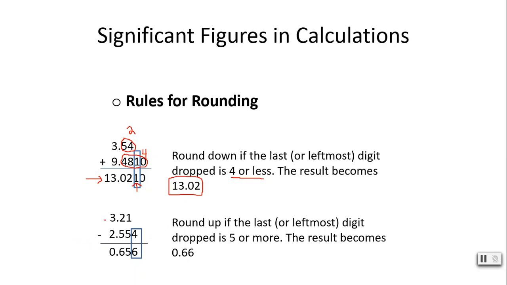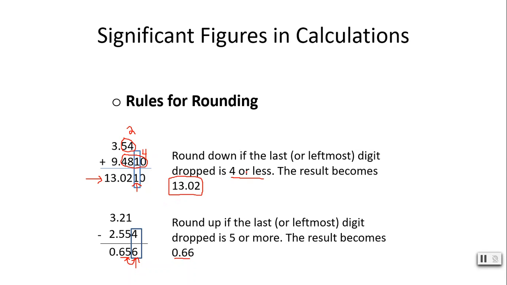If that digit was 5 or greater, then you would round up, which is what happens in this example down here. I've got 3.21 minus 2.554. I know I can only have 2 digits after the decimal because of the rule for subtraction. So I look at the digit next door, the digit next to the last significant figure. It is greater than 5. It is 6, so I'm going to round that next digit up so that 5 becomes a 6. So my final answer would be 0.66.